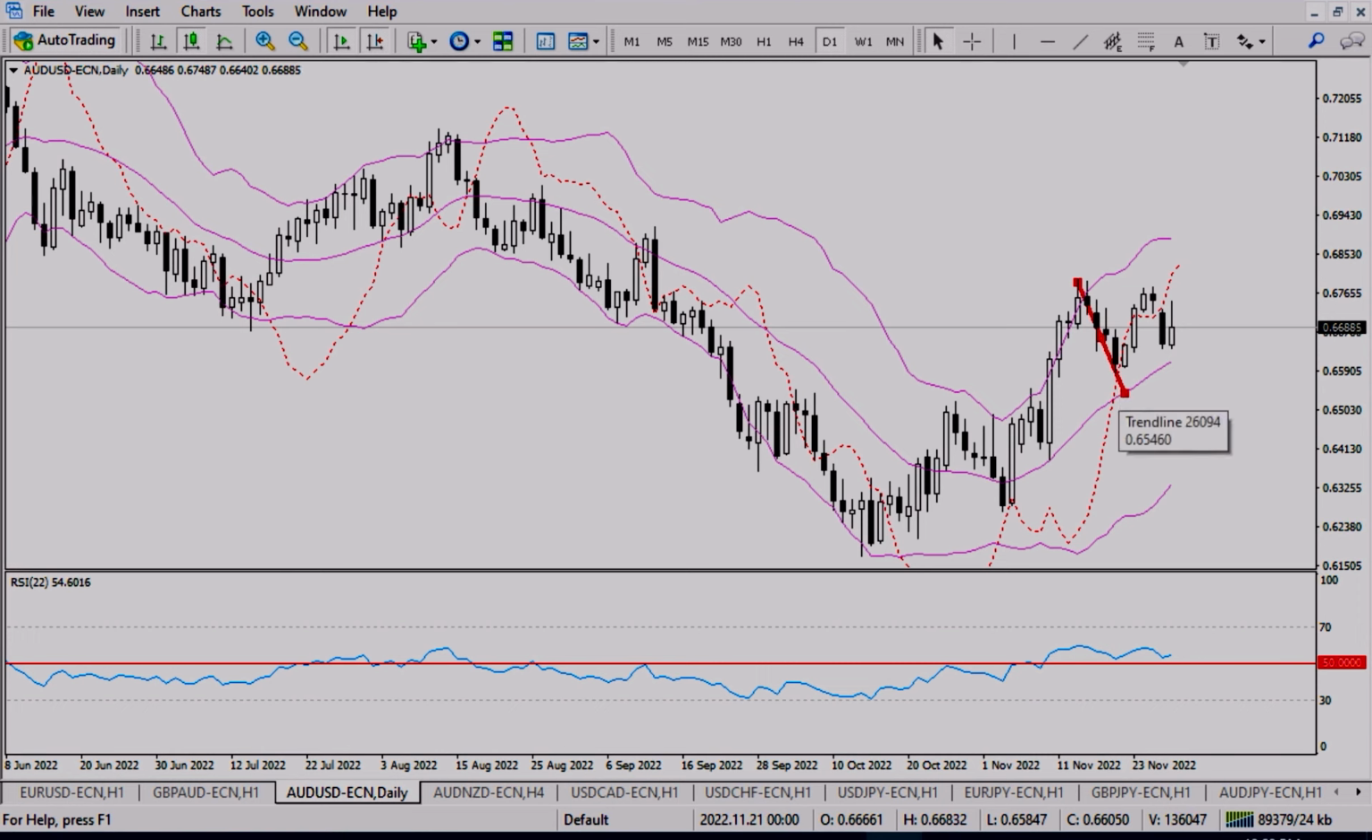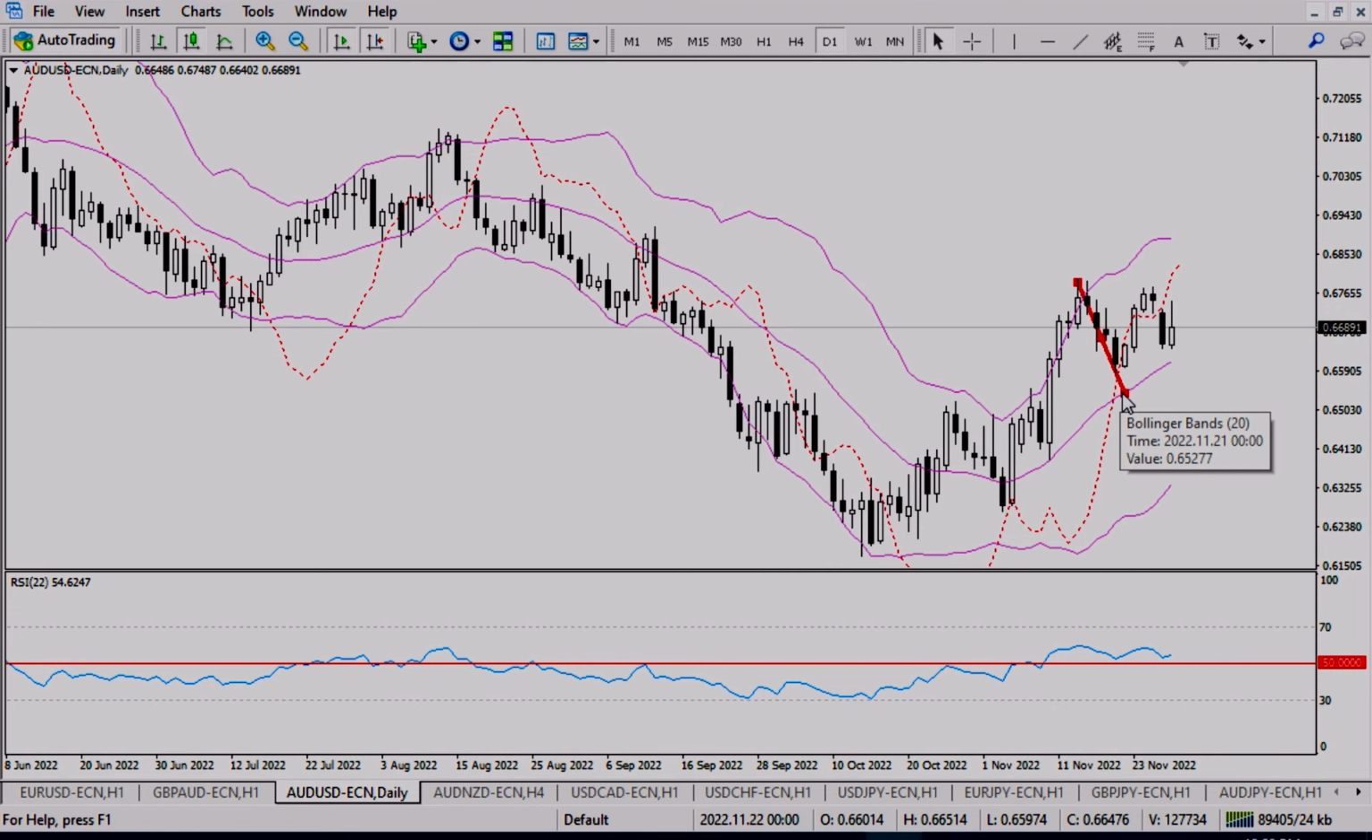But poorer than expected services PMI and manufacturing PMI from the US last week gave a boost to almost all pairs like Euro USD, GBP USD, and AUD USD, which is why AUD USD actually started going to the upside, and there was a huge bullish move, and it stayed bullish in the previous week, and our target to the downside was not completed.